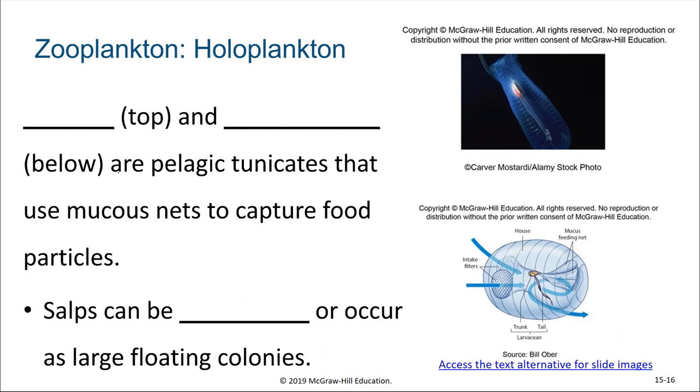Another group of zooplankton are the pelagic tunicates, the salps, and the larvaceans. They use mucus nets to capture food particles. Salps can be solitary or occur as large floating colonies. And the larvaceans, pictured below, will make a house out of mucus to capture food, yet they will often shed this house and make a new one shortly after. The discarded houses end up becoming an important component of what is known as marine snow. And that marine snow will carry some of the energy generated in the epipelagic down to lower levels of the water column.